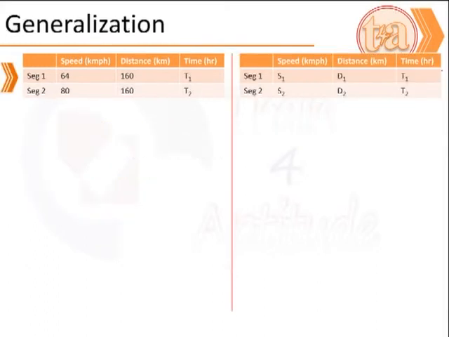The first step in generalization is to begin with the information that is given. We fill in the matrix of speed, distance and time and look at what information is given to us in each of the segments, segment 1 and segment 2: speeds s1 and s2, distances d1 and d2, and time t1 and t2.